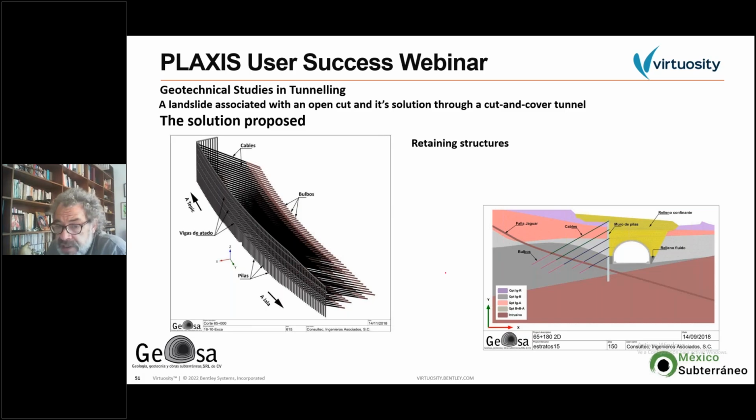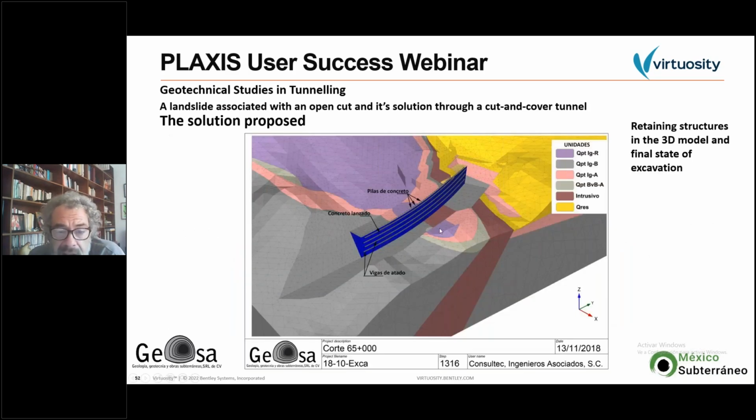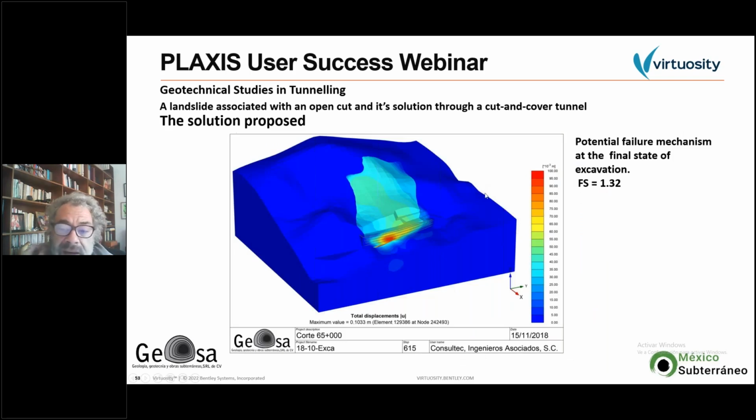So you can imagine, first we put the pile wall, then we excavate in stages, and then we do the rest of the work. Here's a view of the support system, of the retaining system in the three-dimensional model, and here are some results of stability. So we analyzed many cases with many water flow situations and everything, and we said we are around some factor of safety.